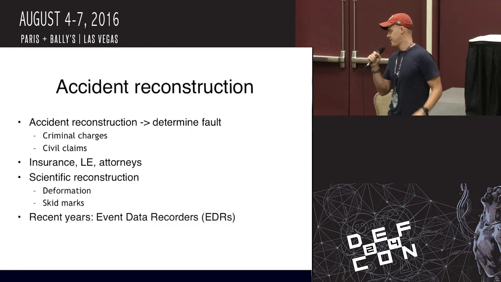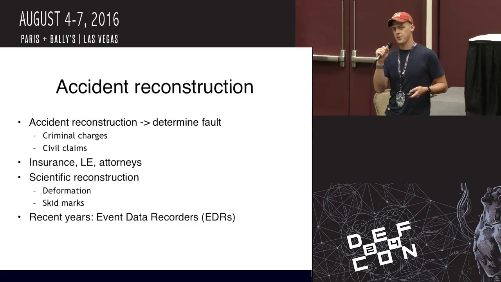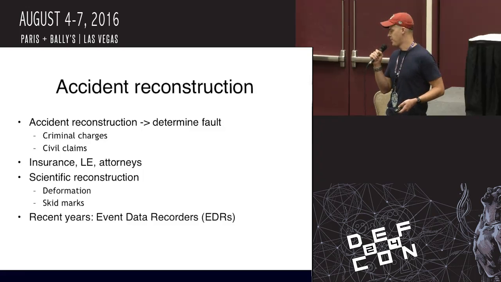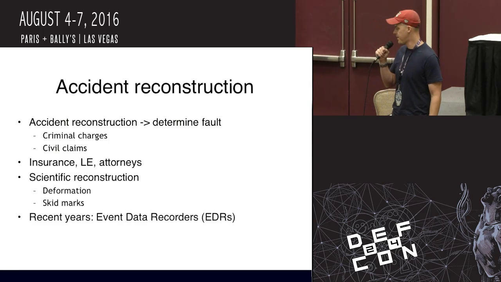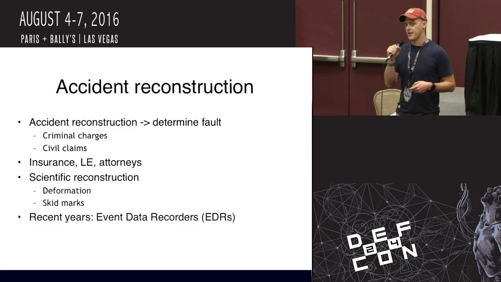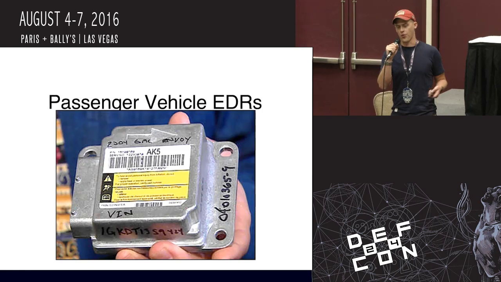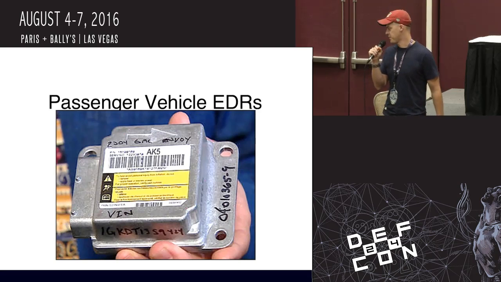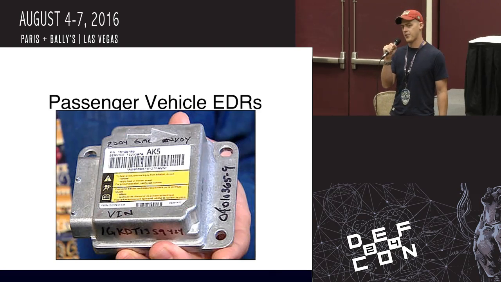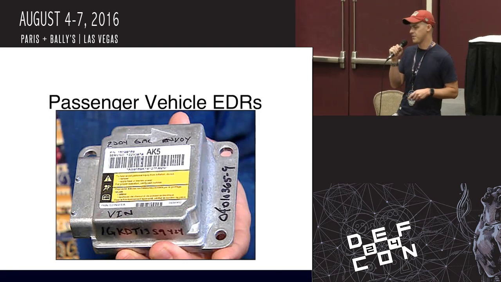Scientific reconstruction traditionally uses physical evidence such as deformation of the vehicle and measuring skid marks on the road. You can do some math with the weight of the vehicle and the coefficients of friction, and then figure out who is going how fast and who hit who when. And then in recent years, you end up with these things called event data recorders. Those of you who are sitting close enough can see this. It's a passenger vehicle event data recorder. It's its own dedicated box.